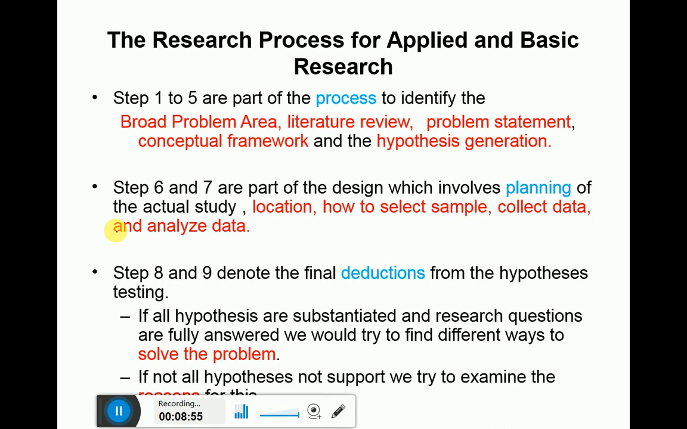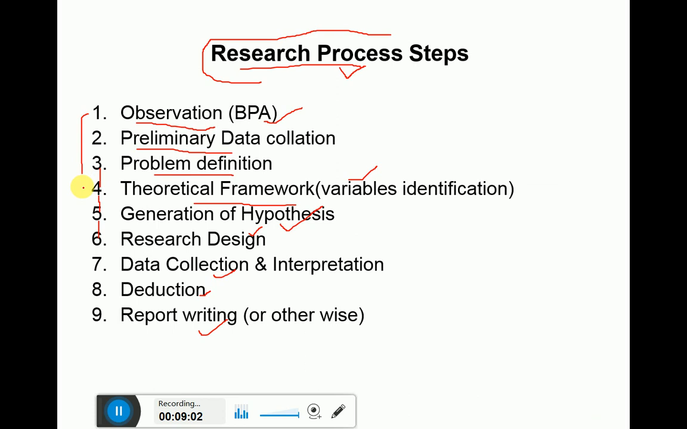Look at here. If you notice, these boxes up to the fifth one, the 1, 2, 3, 4, 5, these steps show one part of the process. Then 6 and 7 show the second part. And then 8 and 9 are the third part. It means the overall research process is categorized into 3 parts. First part from 1 to 5th step, 6 to 7 second part, and 8 to 9 the third part.